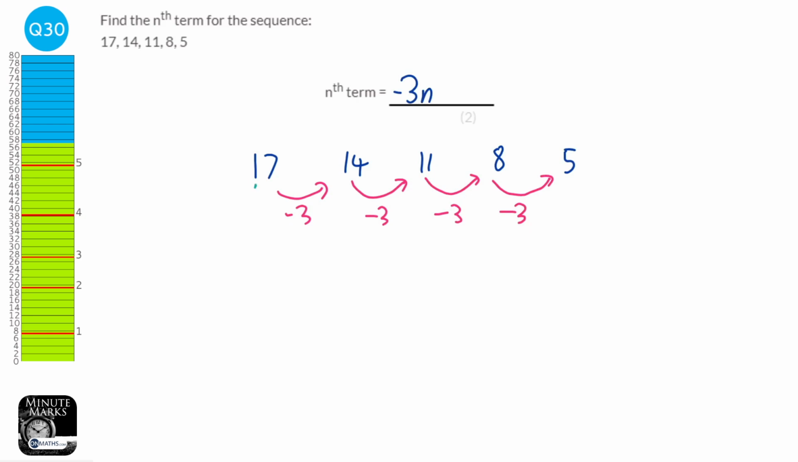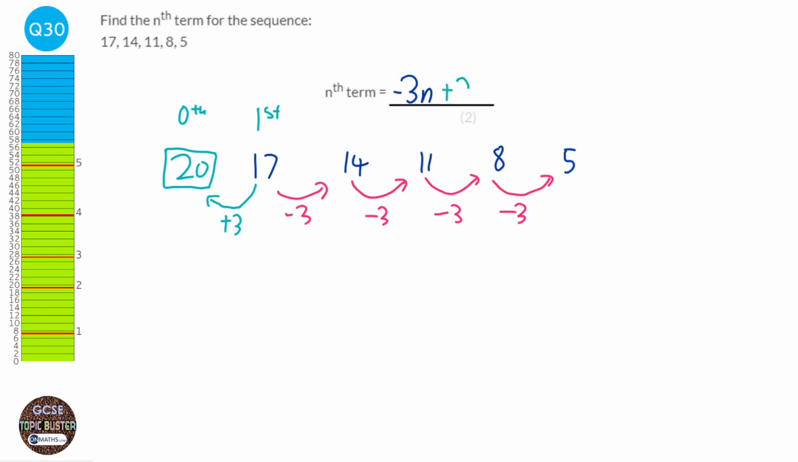Then what we do is we go backwards to find the 0th term. So actually going backwards, we would add 3 and we would find it to be 20. So whatever number our 0th term is, because 17 is our first term, is going to be what we add to the -3n. So it's going to be add 20. So our answer is -3n plus 20.